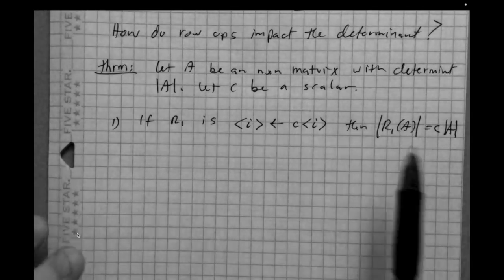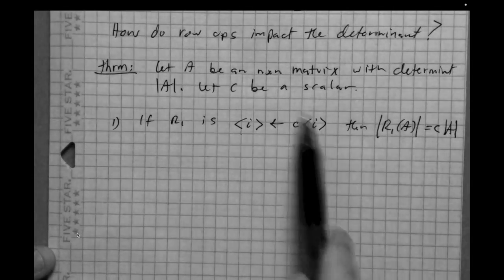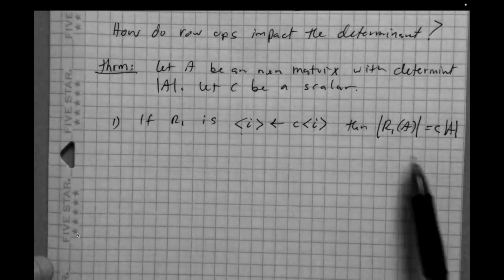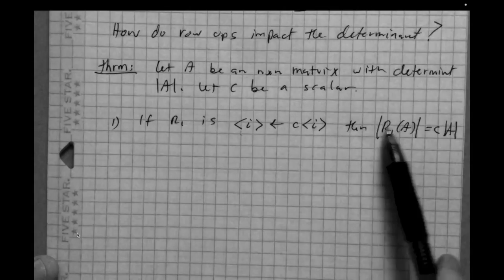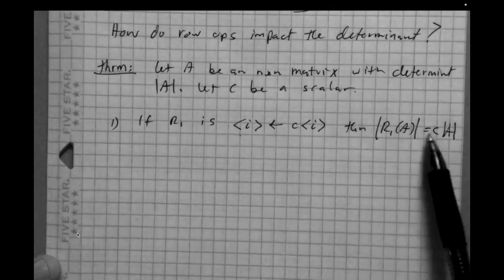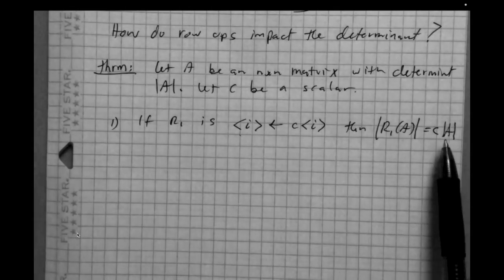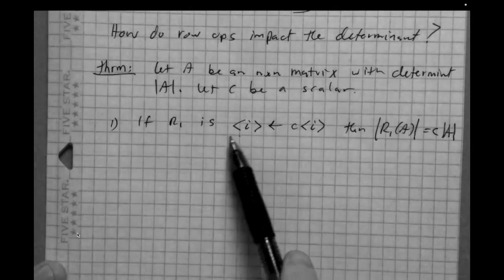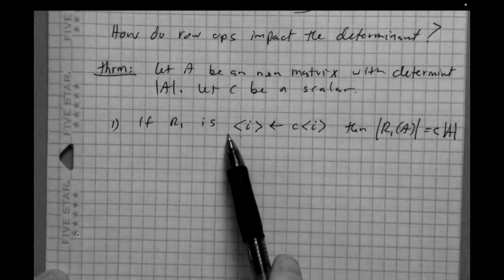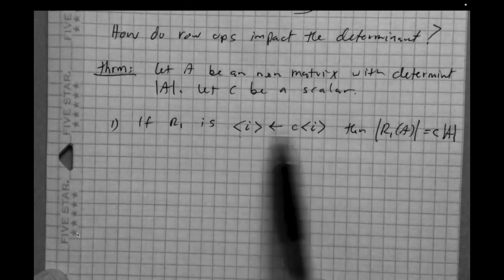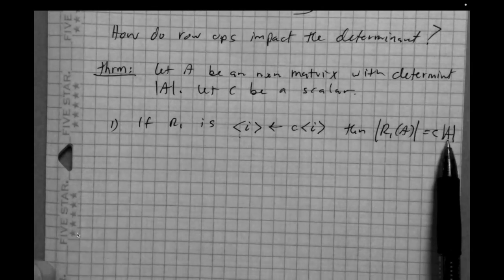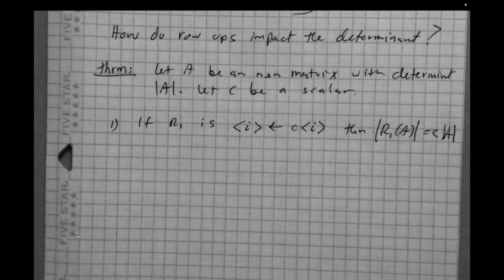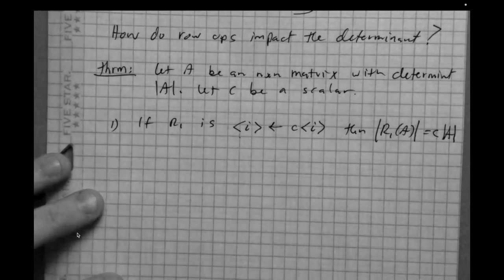Does that make sense? So we start with A. If we apply this row operation to A, then the determinant of the resultant matrix is equal to the constant times the determinant of A. Basically, when we multiply a row by a constant, the impact on the determinant is that we multiply the determinant by the same constant. So that's that one.